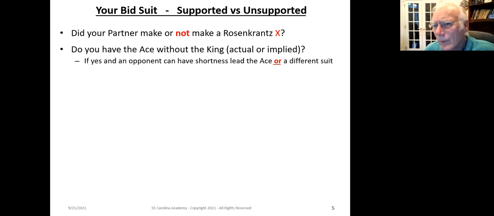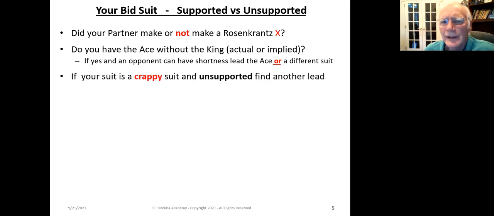Try to avoid leading that ace unless you have a particular reason to do that. Now, remember, this is a suit that you bid. If you bid the suit and your partner didn't support it, your partner probably has two or fewer in that suit, especially if they've got a couple of points, 6 or more points. So keep that in mind.